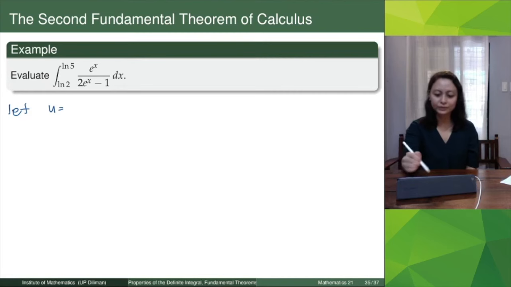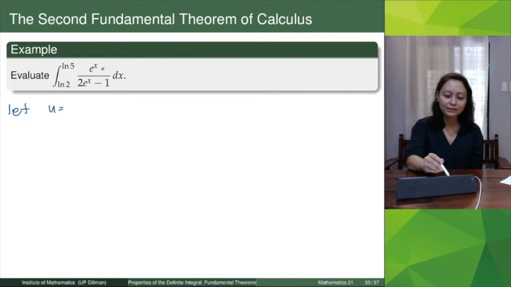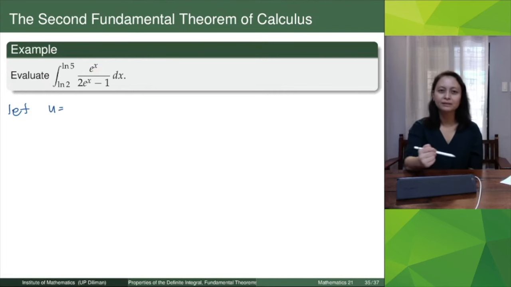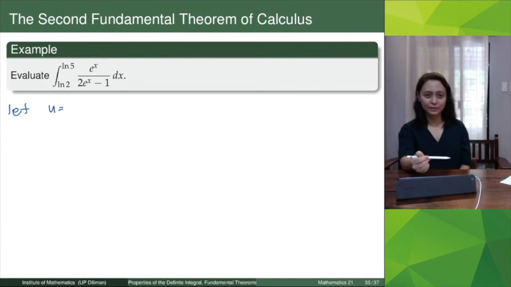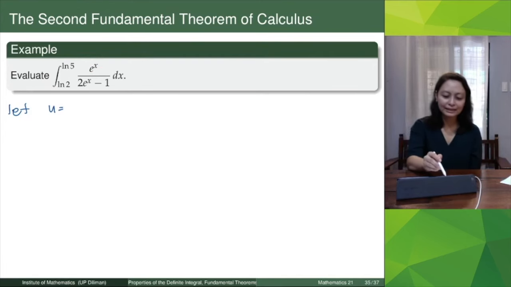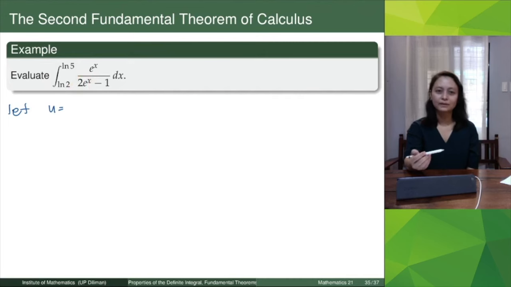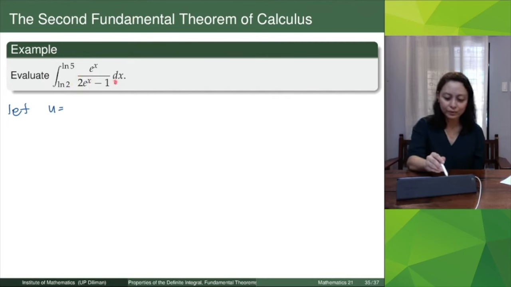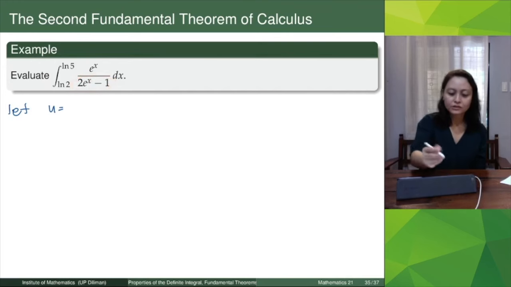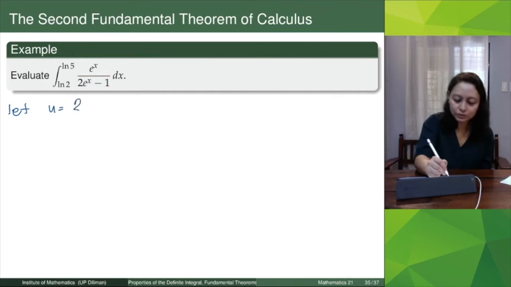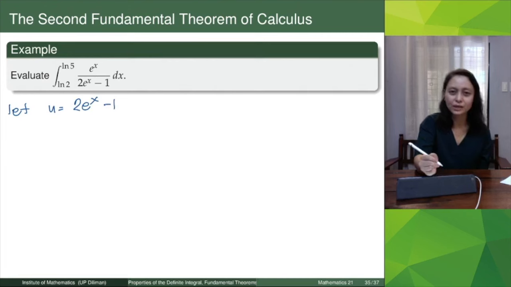Anong pipiliin nyo na u? Kung e to the x ang problema natin, may e to the x pa sa denominator. So, try natin na itong buong denominator, para isang beses lang kayo mag-substitute. Pwedeng 2e to the x lang, pero parang dalawang beses kayo magsusubstitute pag yun lang pinili nyo. So, eto ng buo. Okay? So, let u be equal to 2e to the x minus 1.